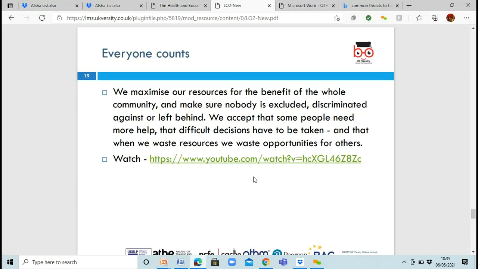Then everyone counts. We're almost at the end. So we maximize our resources for the benefit of the whole community and make sure that nobody is excluded or discriminated against or left behind. And in some situations, there are some people that will need more help, and there are some difficult decisions that might need to be made for those people. But they have a right to care, so it's there to make sure that they're getting looked after as well.